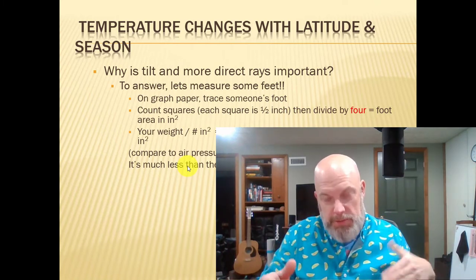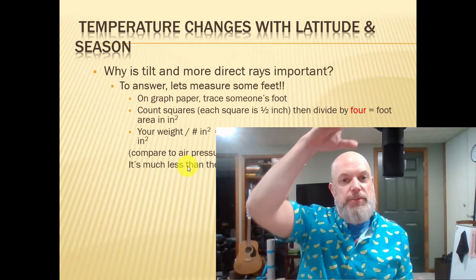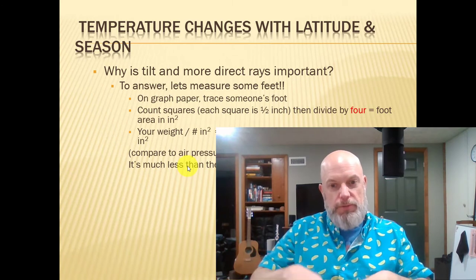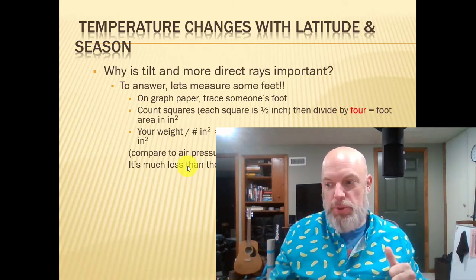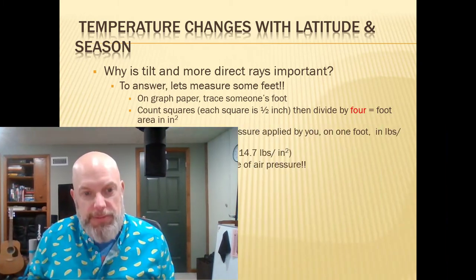We'll talk about air pressure later, but it's just a column of air from the surface of the Earth to the top of the atmosphere, and that air is actually putting more pressure on the surface, 14.7 pounds per square inch in all directions, than you are by standing on the Earth, okay?